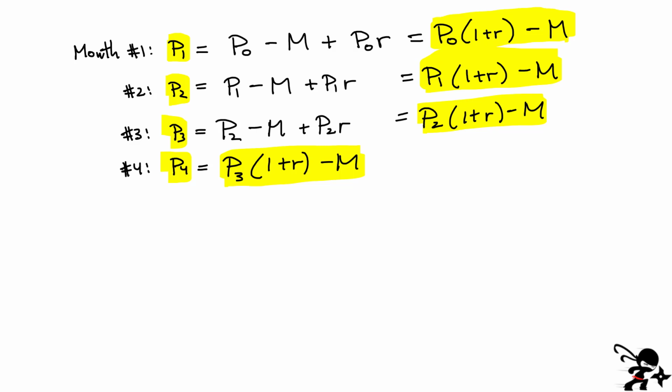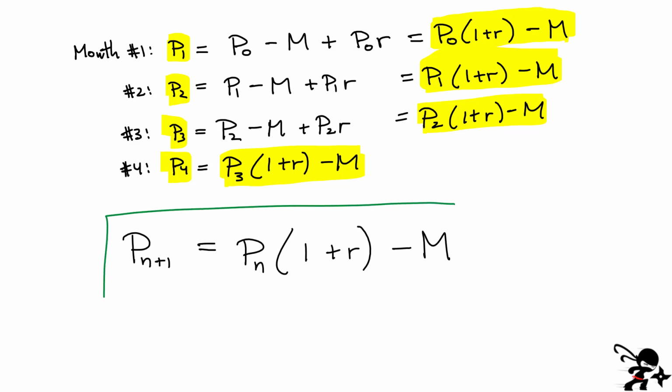So you could write a general formula for the n+1 month, which should be equal to the value that you started with, which is the nth month, again, 1 plus that monthly interest rate, and then minus our monthly payment, which is really what I want to calculate at the end. But this is our recursive formula right here that allows you to calculate it for each month as long as you know the initial value that you started with, P0.